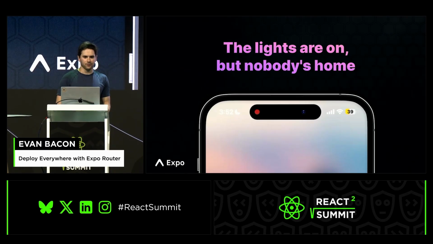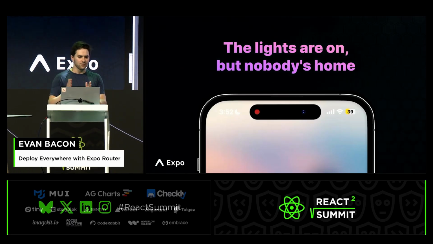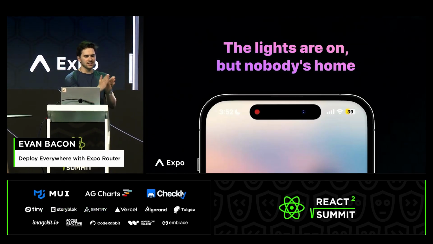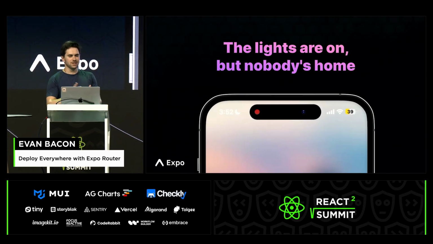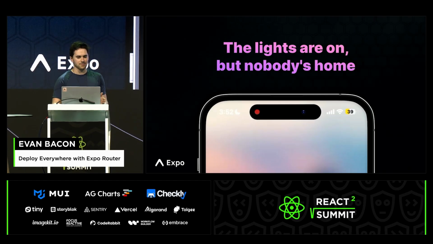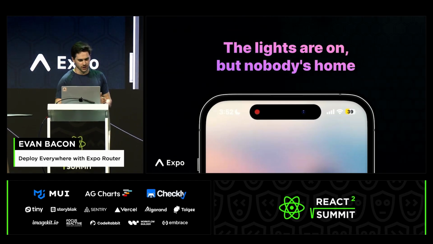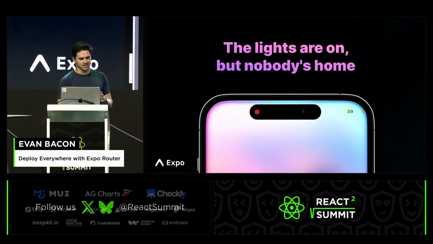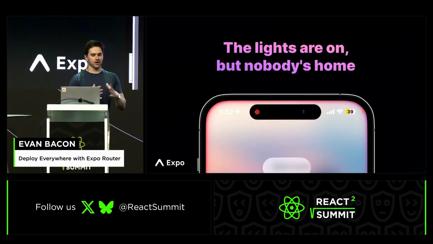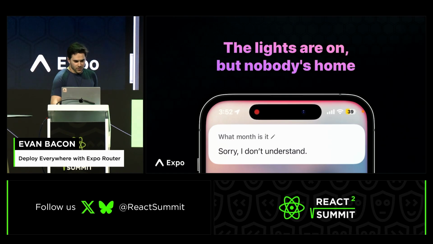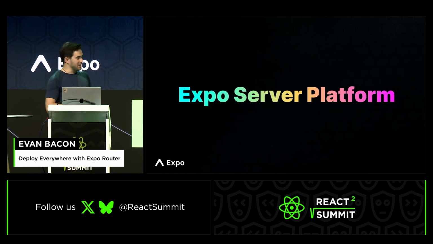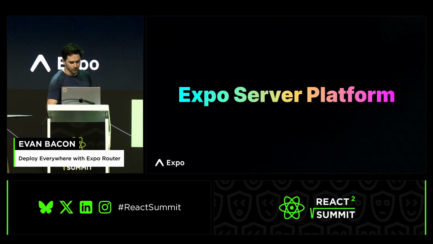But building beautiful front ends is only half the battle. If you really want to make an impact, you need to connect those front ends to a server. On native, this can be extremely difficult, which leads to apps that look far better than they function. A good example of this is Apple's Intelligence, which looks incredible, but is mostly completely useless. So that's why we created the Expo Server Platform.